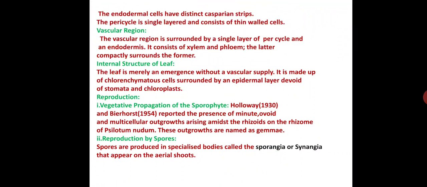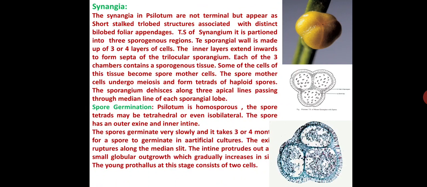Spores are produced in specialized bodies called sporangia or synangia that appear on the aerial shoots. Synangia: the synangia in Psilotum are not terminal but appear as short stalked trilobed structures associated with distinct bilobed foliar appendages. Transverse section of synangium: it is partitioned into three sporogenous regions.